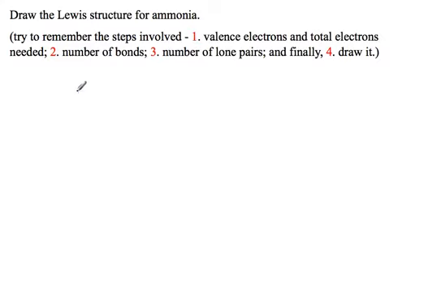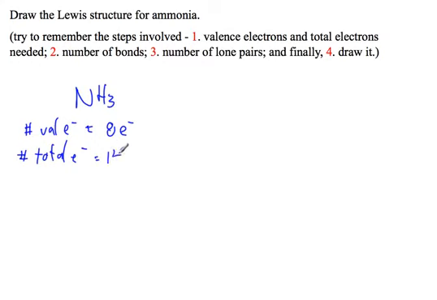So let's draw the Lewis structure for ammonia. Remember the formula, NH3. And we've already done the calculations for that. Total valence electrons is 5 plus 3, or 8. Total electrons is 8 plus 6, or 14. Number of bonds, 14 minus 8 divided by 2, so that's 3 bonds. Number of lone pairs was 8 minus 6 bonding electrons divided by 2, which is 1 lone pair.